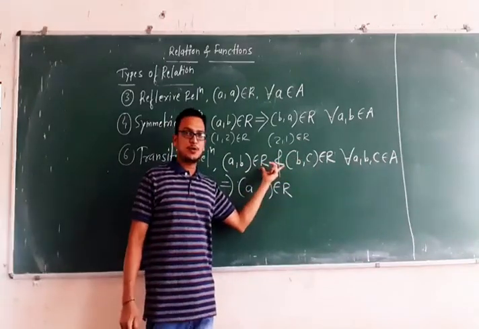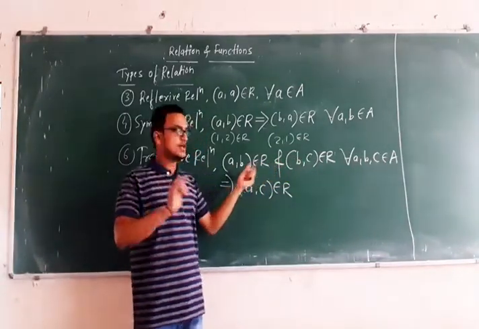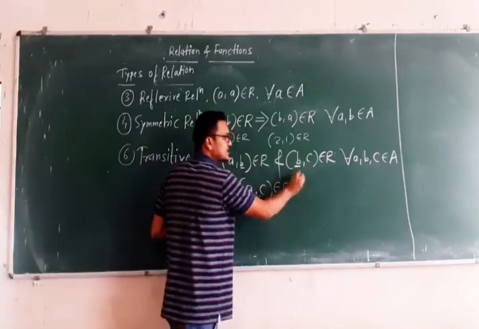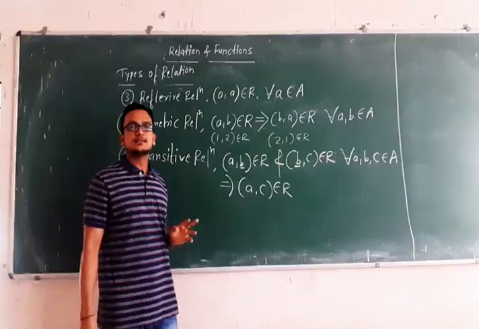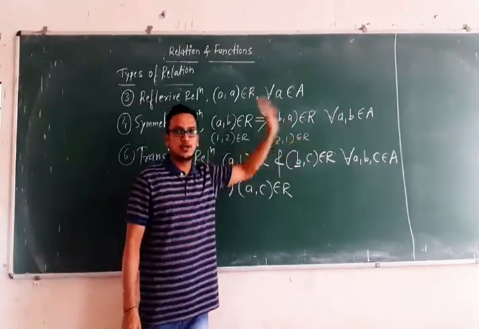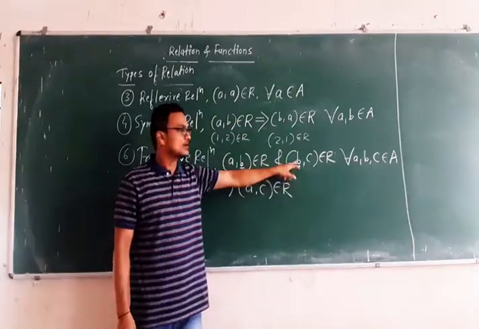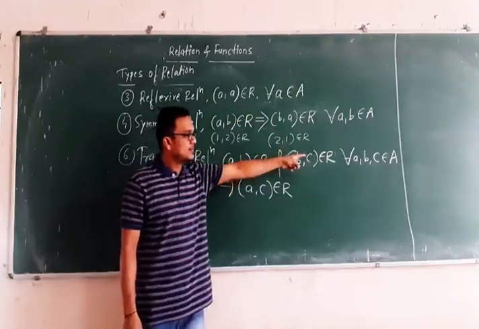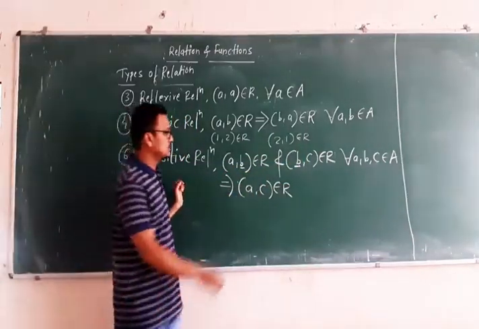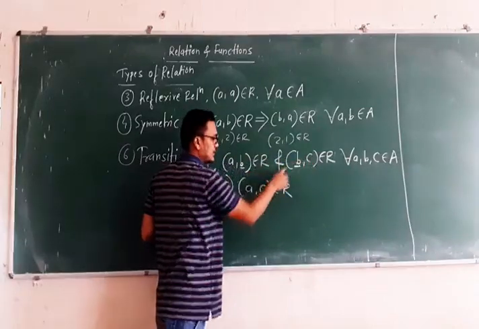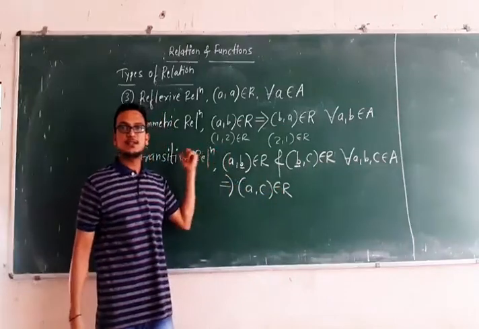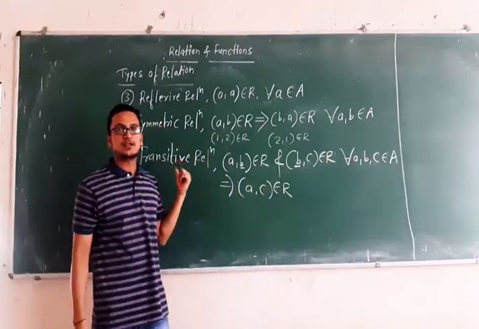You have to choose these two ordered pairs in such a way that the first ordered pair's second element and the second ordered pair's first element must always be the same. Suppose you have taken 1 and 2, then here you should take 2 and any other number, but here it should be 2. Suppose the two ordered pairs are present in R, then that implies (A, C) belongs to R. Means the first element and the last element belong to R. If it belongs to R, then we can say that the given relation is transitive.